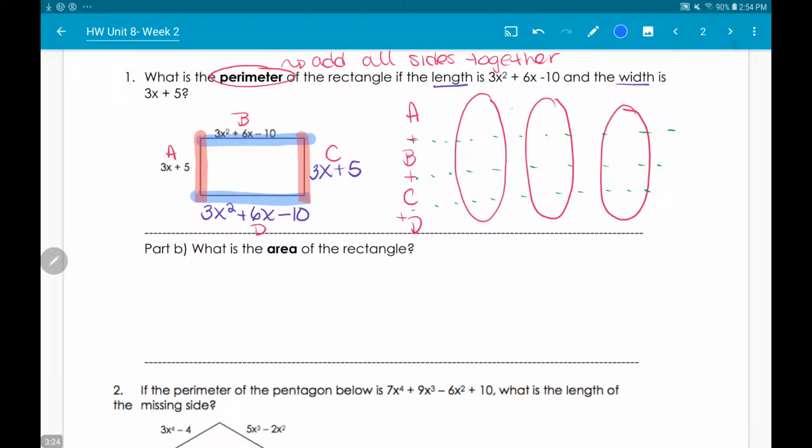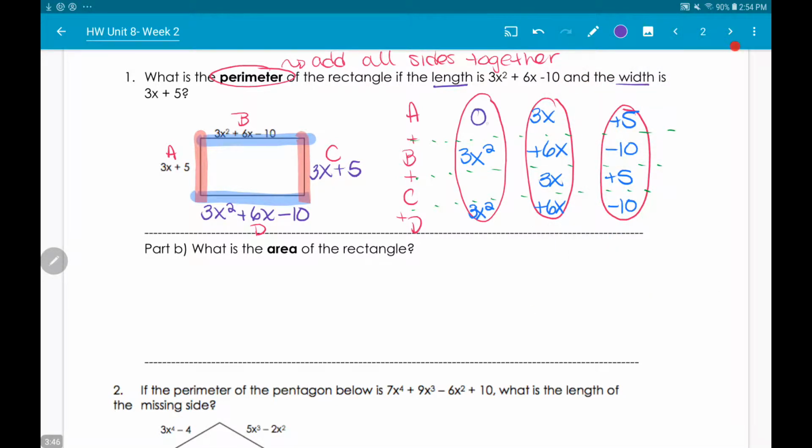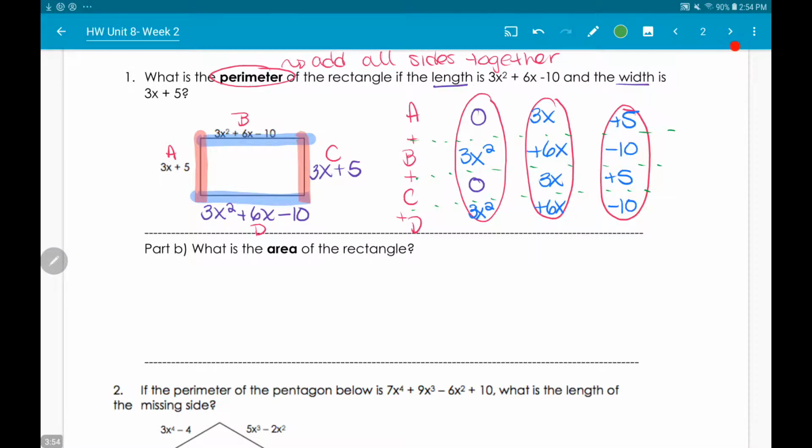All right, so side A is 3x plus 5. Side B, 3x squared plus 6x minus 10. Side C is 3x plus 5. And side D. All right, and I'm going to put my placeholders as zeros. And lastly, when I'm doing this, I need to make sure I am putting my symbols, and in this case, we are finding the perimeter, so everything is addition.